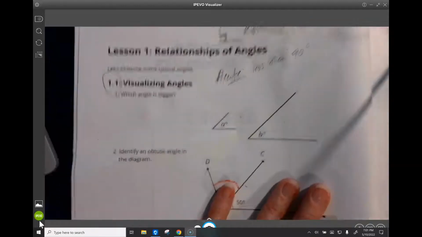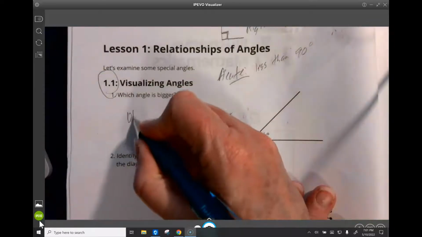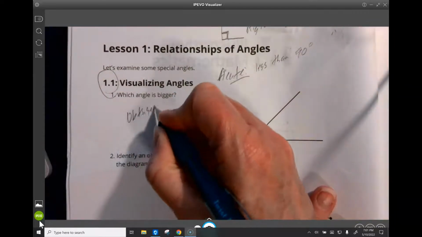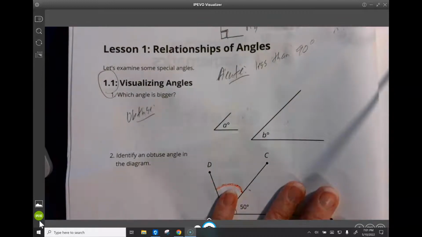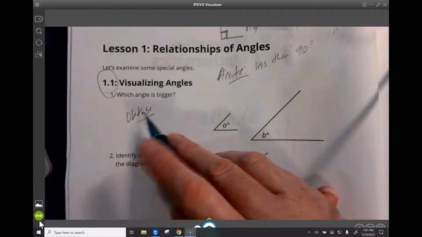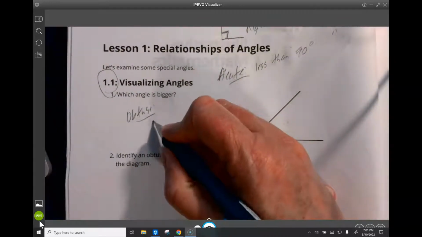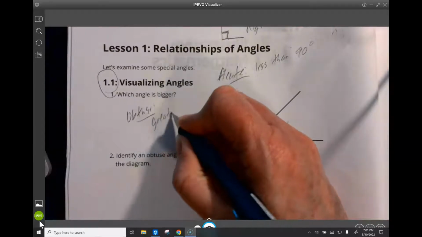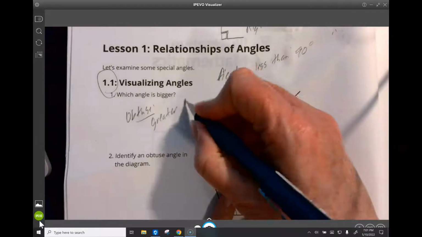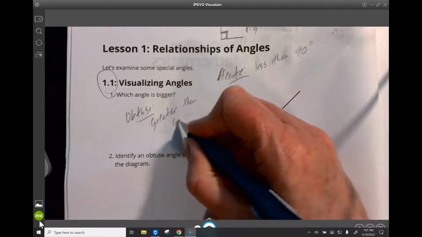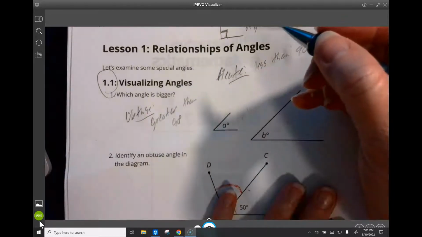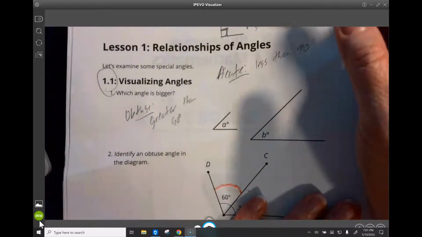Then we also have an obtuse angle. And the way that I think of obtuse is obese. So it is more than, or greater than, 90 degrees, usually less than 180, but we're not going to get into those things right now.